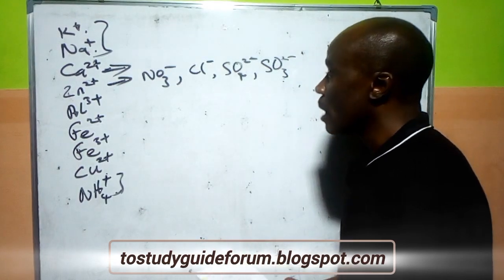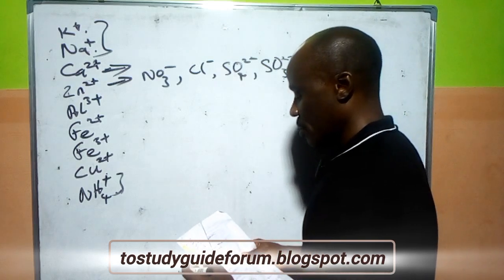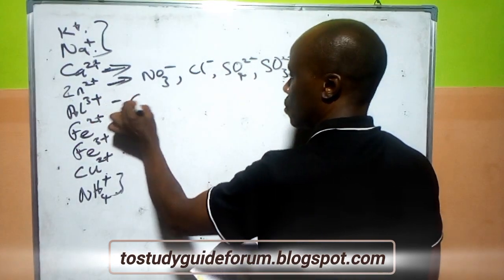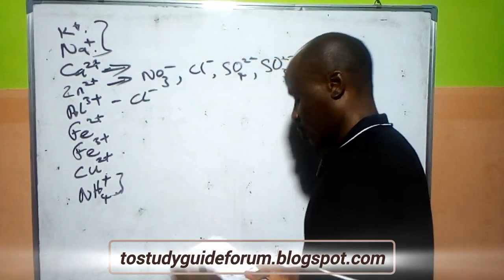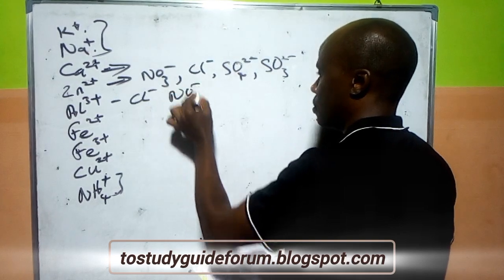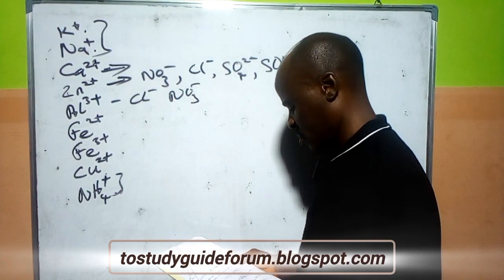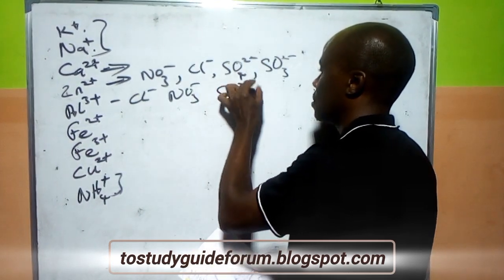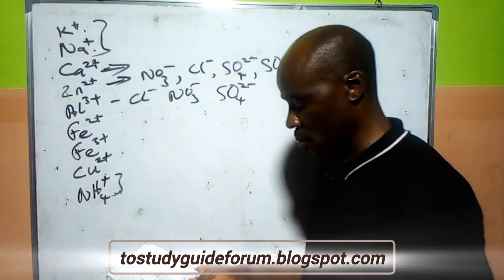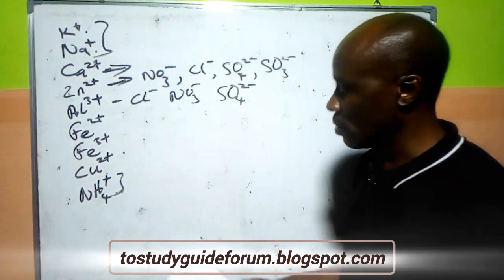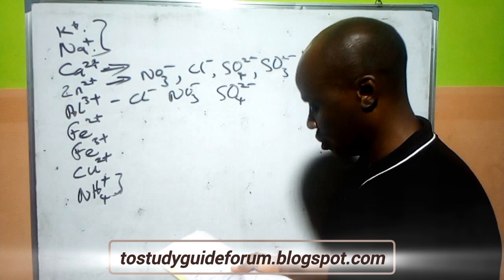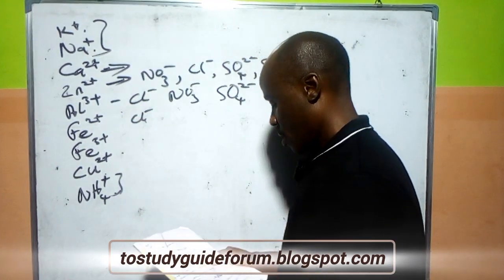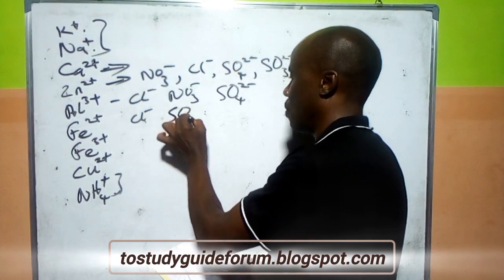Now the next one here is aluminium. Aluminium chloride is soluble. We have also aluminium nitrate, also soluble. Aluminium tetraoxosulphate 6 is also soluble. Now we'll come over to iron 2. Iron 2 chloride is soluble. Iron 2 tetraoxosulphate 6 is also soluble.